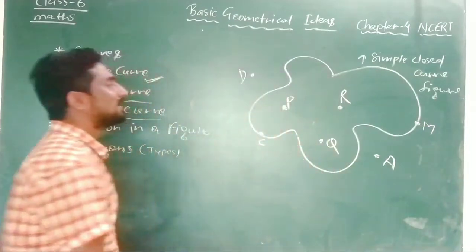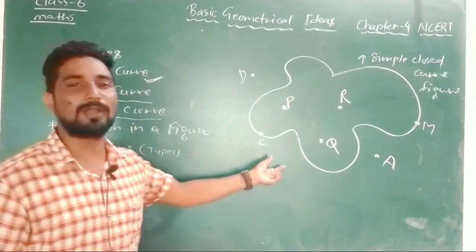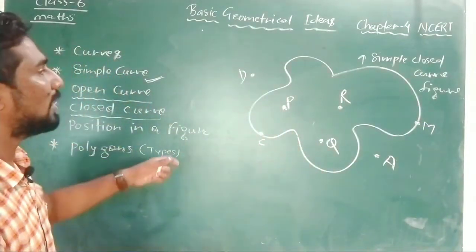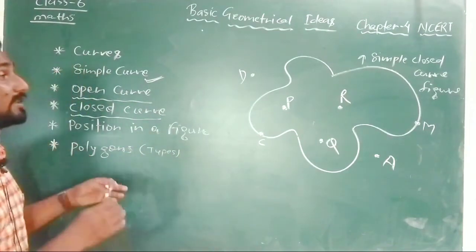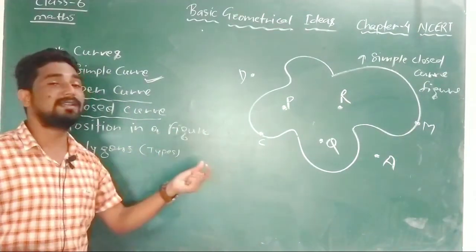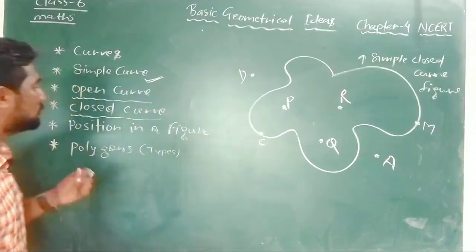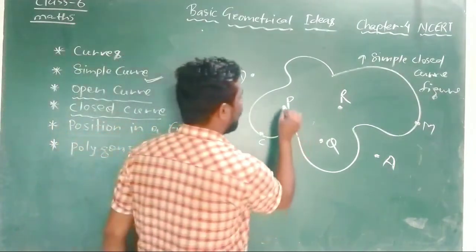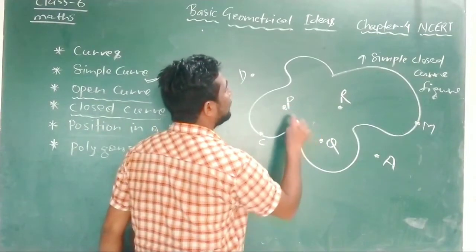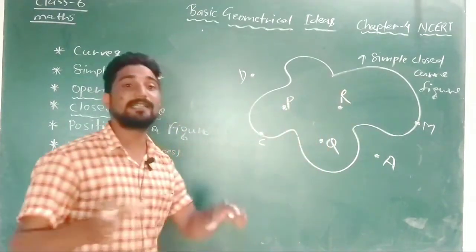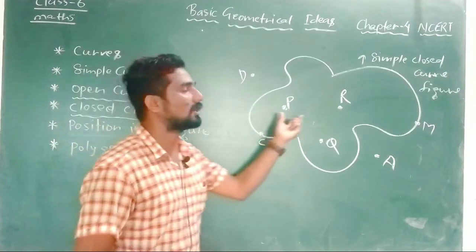Now you see some points I have just marked here, and now you have to tell me what is the position of that point with respect to this picture. So the points which are all inside the picture, means inside the image, are called what?